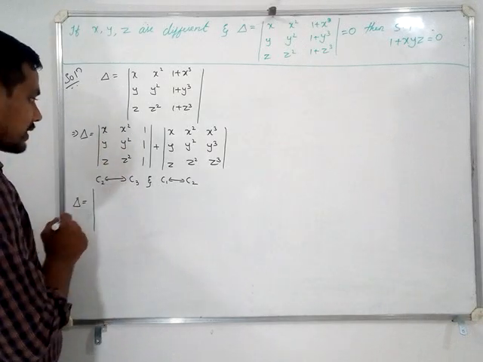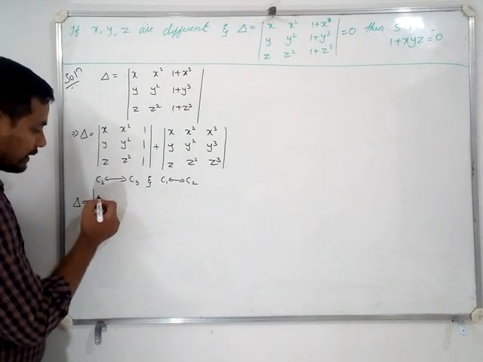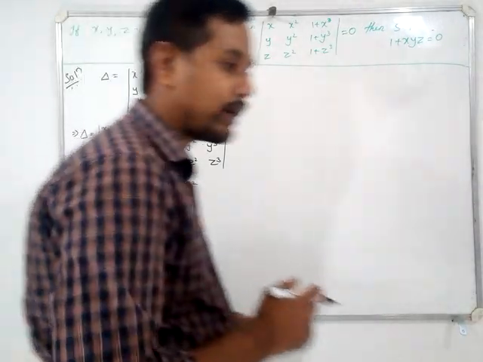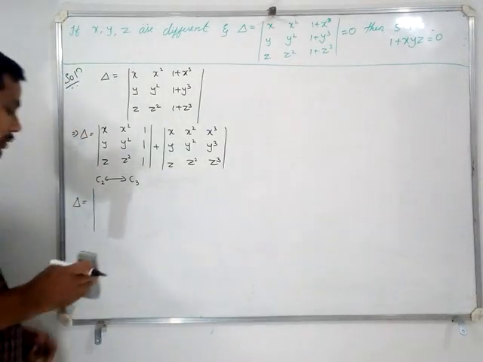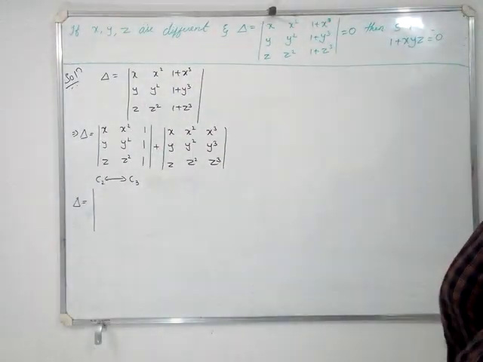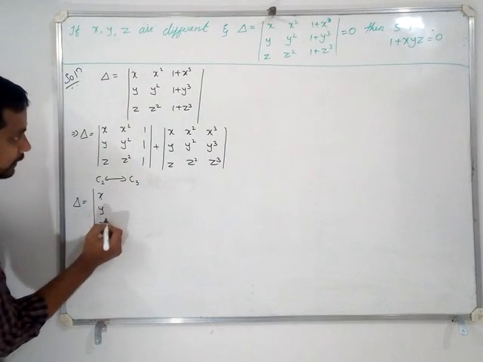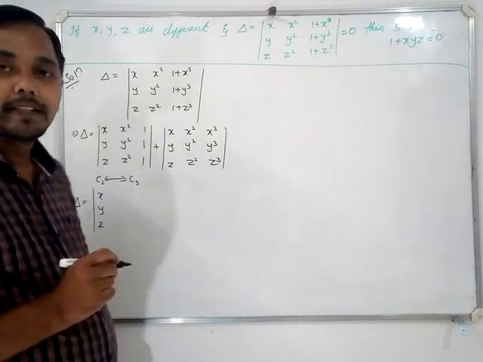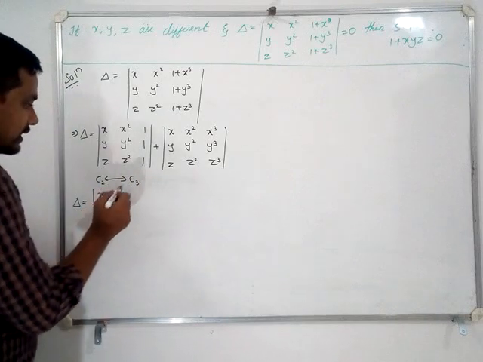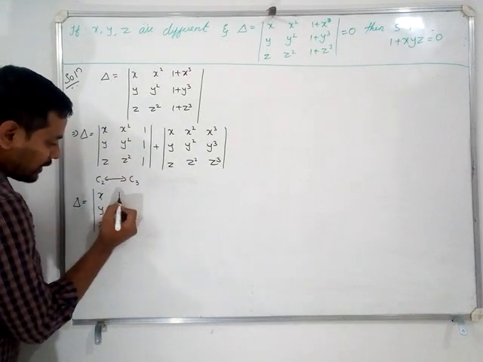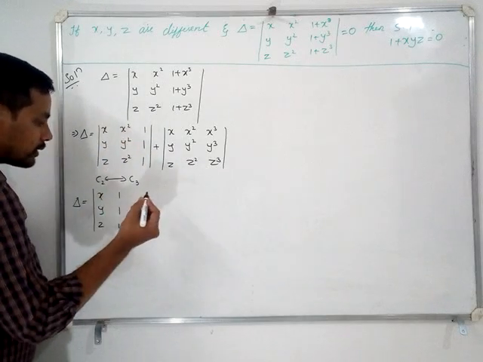See, C2 interchanges with C3. So let's make it stepwise to avoid confusion. Let's take only one step. First, C2 interchanges with C3. C1 is unaffected, right? C2 is interchanging with C3. So C2 shifts to C3 and C3 shifts to C2. What is C3 here? 1, 1, 1. That will come here. And C2 is coming to the third column.